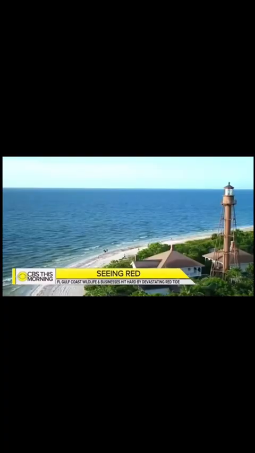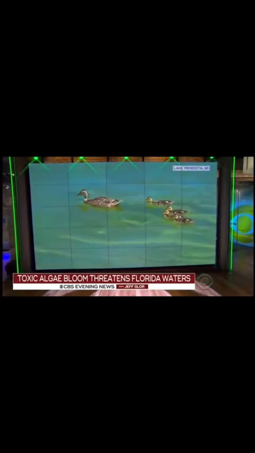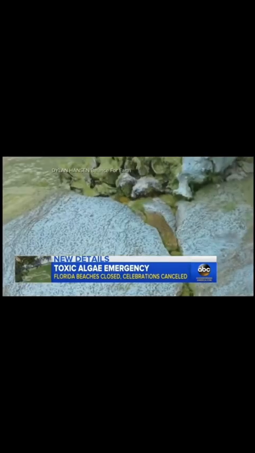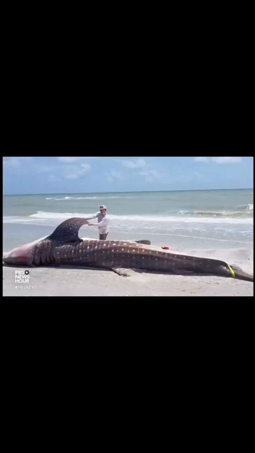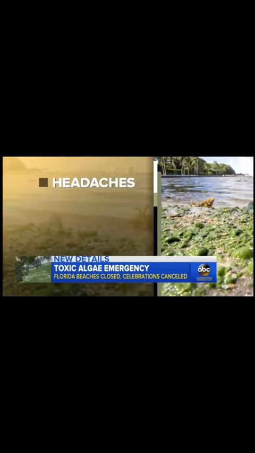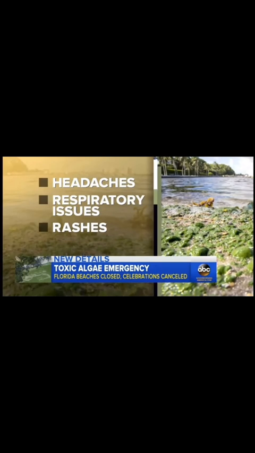Emergency in Florida. The worst outbreak in years of toxic algae. Green, slimy, smelly, and flat out dangerous invasion. Horror. Manatees struggling to move. Thousands of dead fish. Dolphins, sea turtles, even a 26-foot whale shark. Some residents complaining of headaches, respiratory issues, and even rashes.